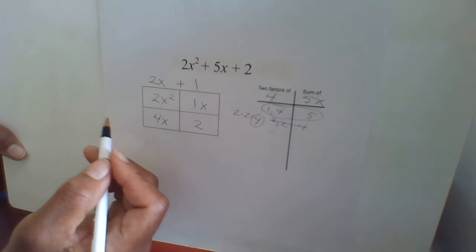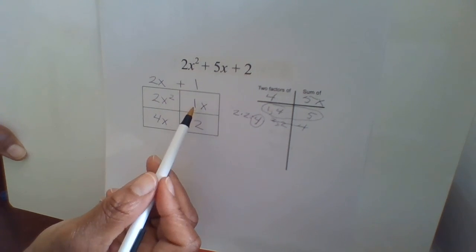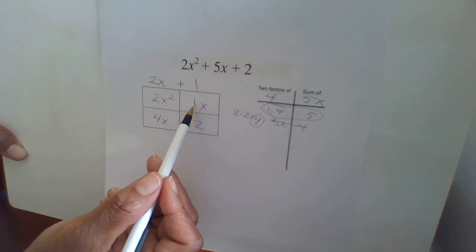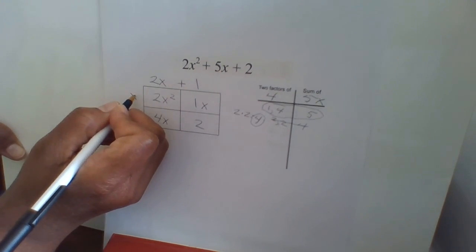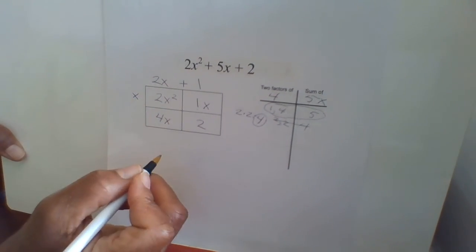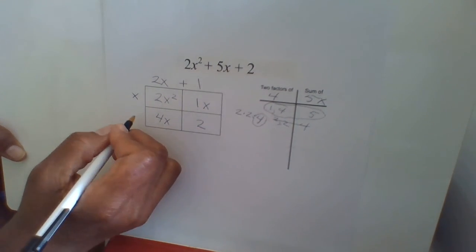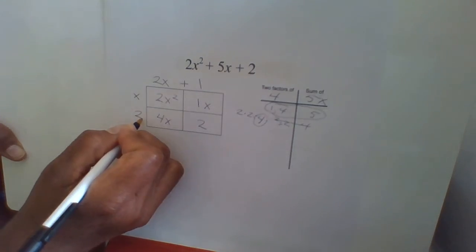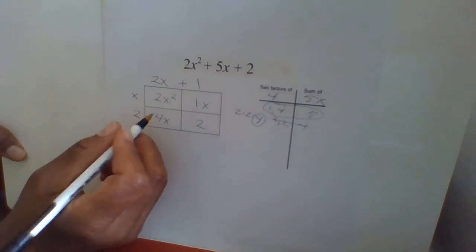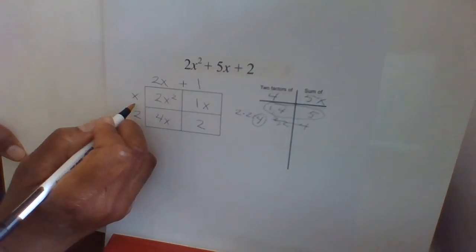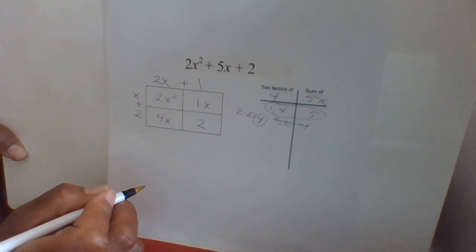Now look at your rows. What does 2x squared and 1x both have in common? Well, they only have x in common. Put it to the left. What does 4x and 2 both have in common? Well, both of them can be divided by 2 evenly. So you put the 2 to the left. And since 4x is positive, plus goes between the 2.